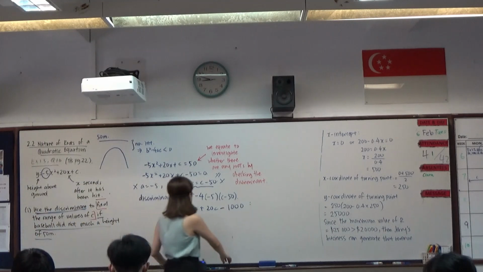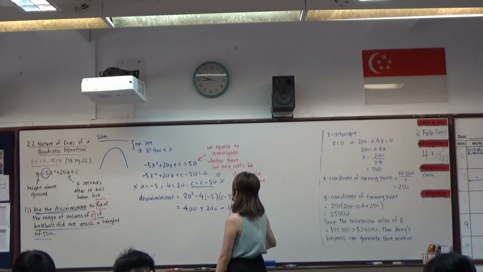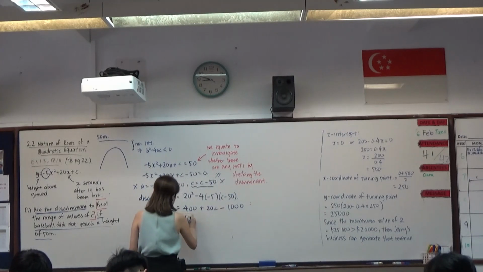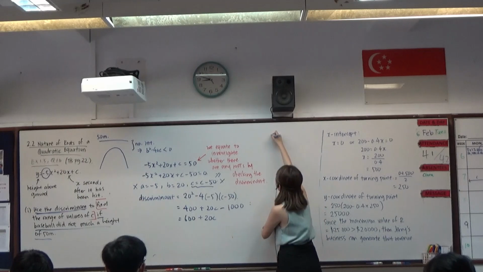Because the question says that it did not reach a height of 50 meters, that means that your discriminant will be less than 0.